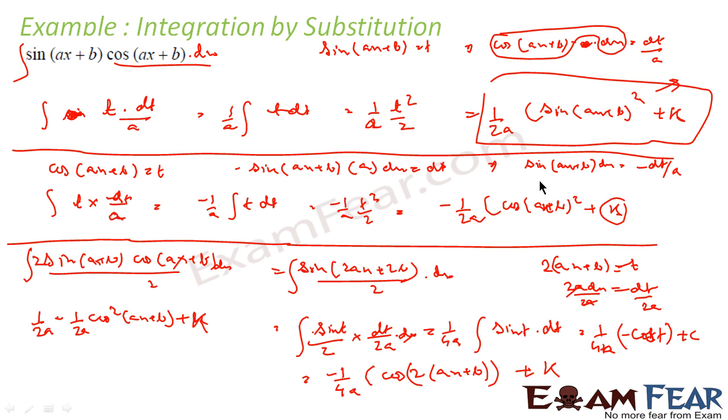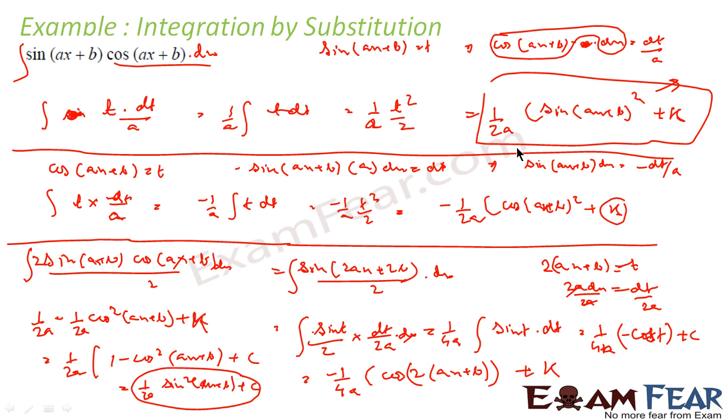Why am I doing this? Because I wanted to convert everything into this fashion to prove to you that all these 3 are similar equations. So this is nothing but 1 by 2a common, you take 1 minus cos square ax plus b, plus constant, and this is nothing but 1 by 2a sin square ax plus b plus constant. If you see, this one and this one are exactly the same.